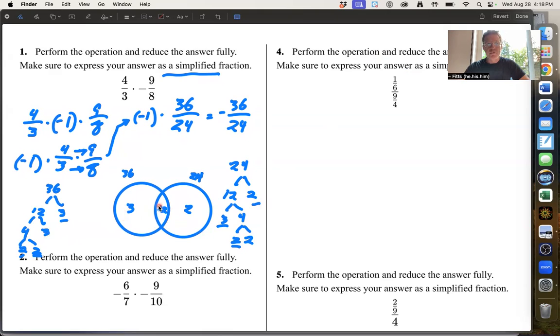So 3 times 12 is 36. 2 times 12 is 24. There's your greatest common factor right there in the middle. That's your GCF. So we need to divide both the numerator and the denominator by 12. And what you're going to get is negative 3 over 2. So there's your answer.